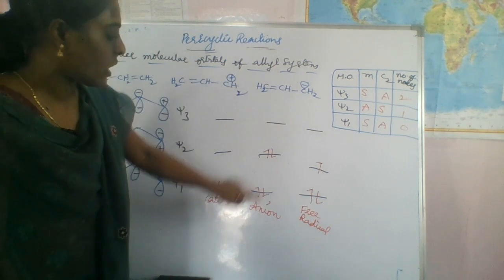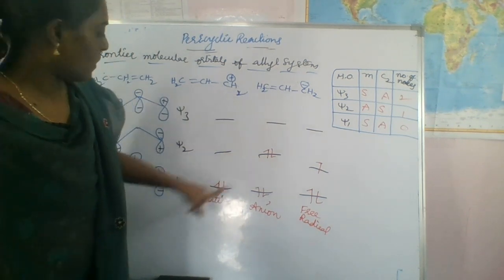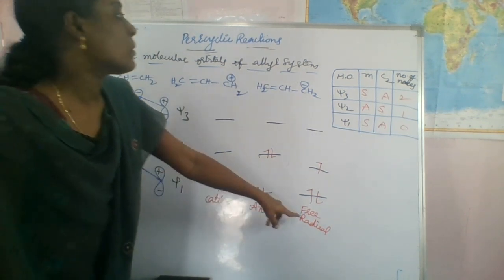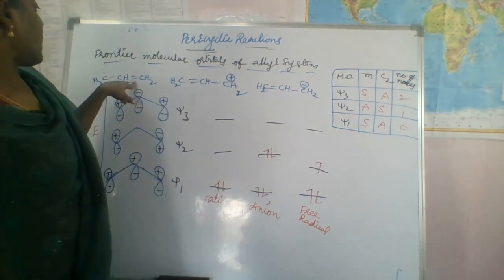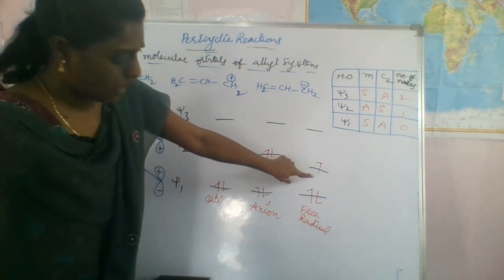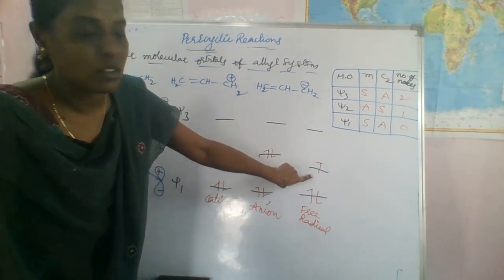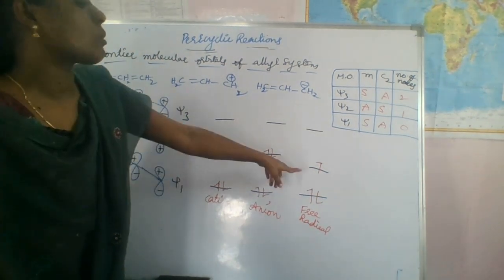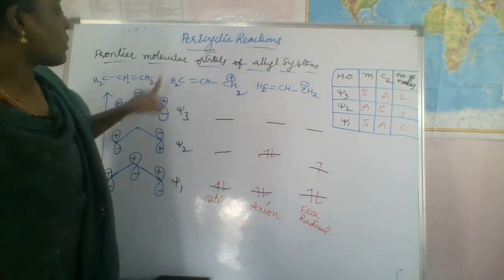So that's why we have to write 2, 2: Psi 1, 2 and Psi 2, 2. What about the free radical? Here 2 pi electrons are there and one single electron is there, right? So that's it. We have to write a single electron in the Psi 2 orbital, right? Okay, like that we have to construct this one.